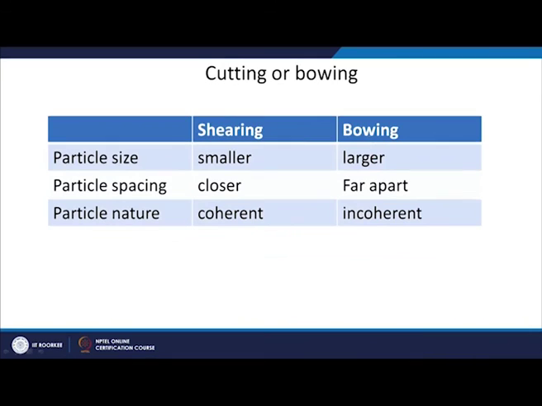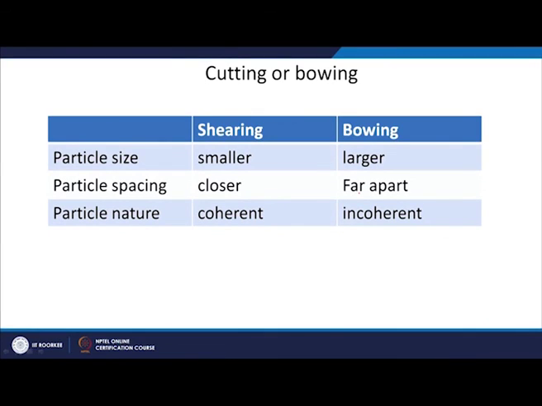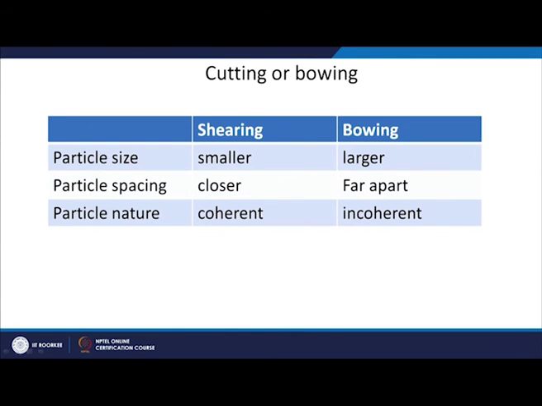Now, just a comparison between cutting and bowing. For small particle size, shearing will be the dominant mechanism. For larger particles, bowing will be the dominant mechanism. You can understand that a small particle I can easily shear. If it is a large particle, shearing will be difficult, so instead my dislocation would like to bow around it. Particle spacing: if particles are close to each other, interparticle distance is less, then shearing will be the dominant one, and if the particles are far apart, or interparticle distance is more, then bowing will be the preferred mechanism. Particle nature: for coherent particles, shearing will take place. For incoherent particles, bowing will be the preferred mechanism of deformation.